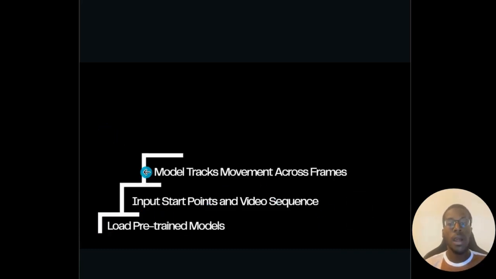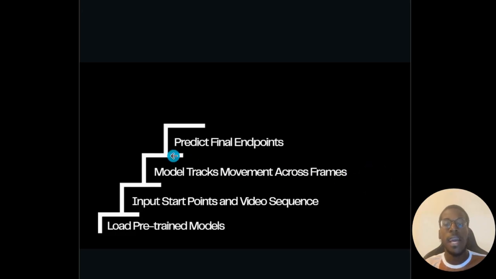The first step is loading the pre-trained models. So we took the four selected models and we loaded them into a coding environment so that we would be able to actually run them. Then we input start points and the video sequences. Then we have the model track the movement of the marked key points across the different video frames. And then we have the model actually predict what the final endpoint would be. And based on how fast and how accurate those predictions are, we would evaluate the performance.